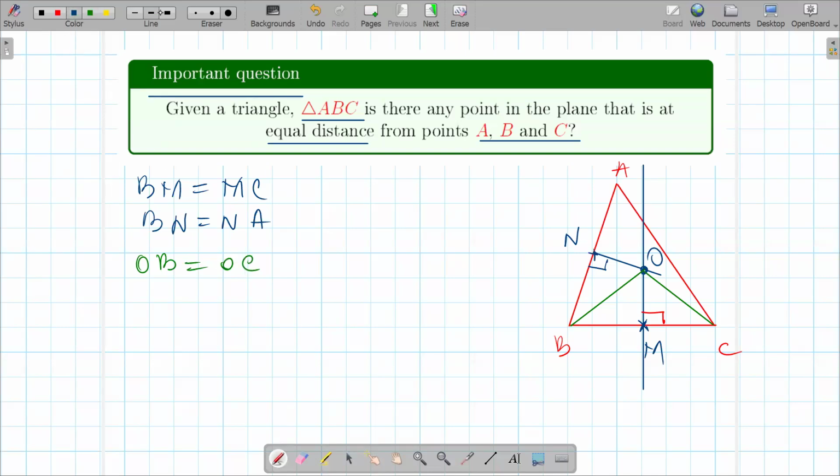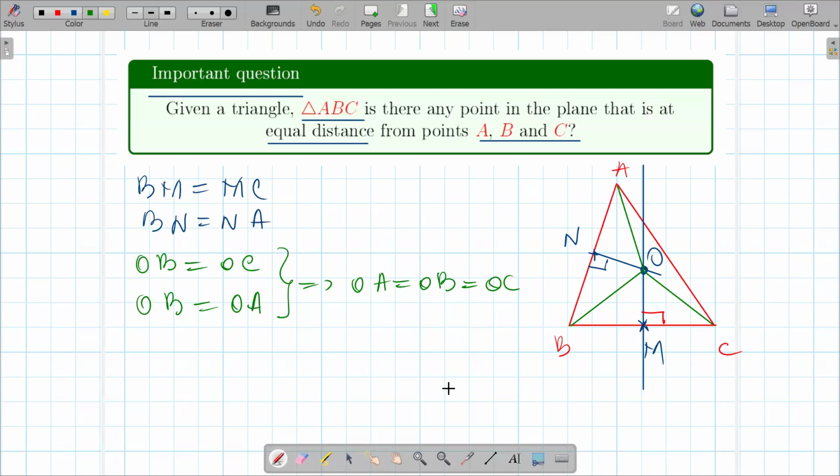What else is going on here? Also, point O is on this other segment bisector of segment AB. So again, OA is equal to OB. So OB is equal to OA. What does that mean? From these two equalities, that means that OA is equal to OB is equal to OC.